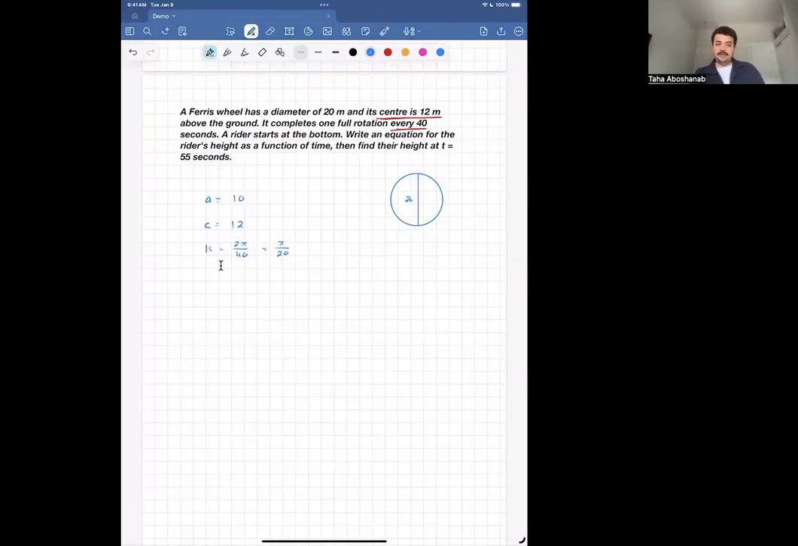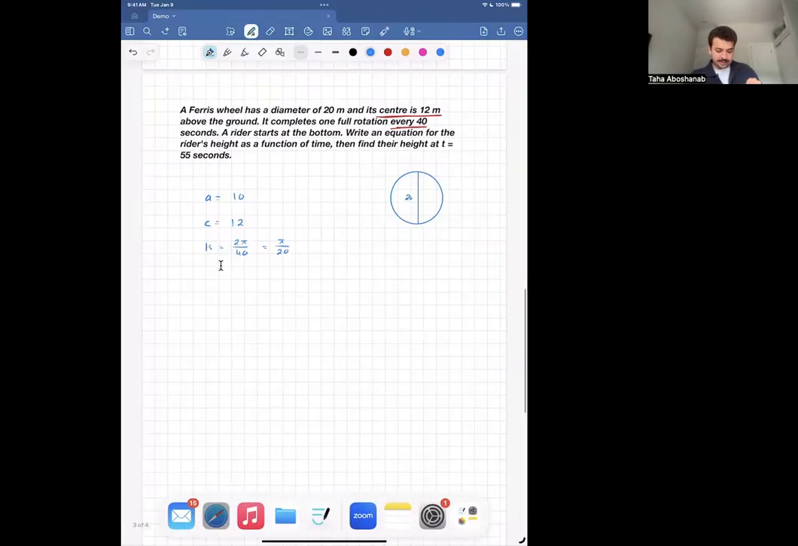So far, so good. Right. Now to identify the d, we first need to know what function we're dealing with here. This Ferris wheel, we said, starts at the bottom. So we want a function that, when we put in t equals 0, already starts at the bottom.